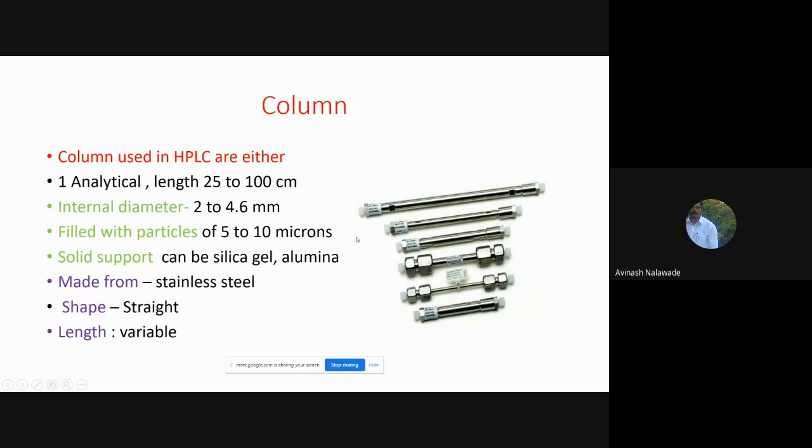Now see here, as we are using this pump at a high pressure, what happens? The pump passes the mobile phase through this column systematically. As there is high pressure, to withstand it the columns are made of stainless steel. The columns are straight in shape and the length is variable.